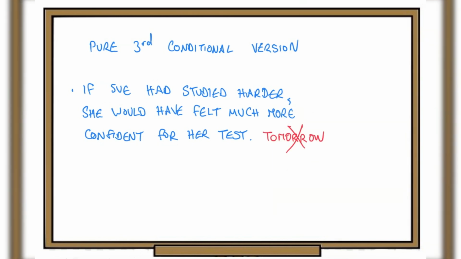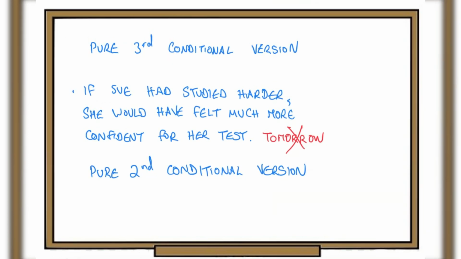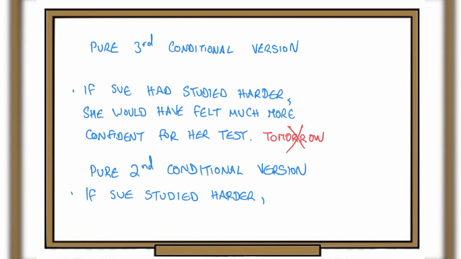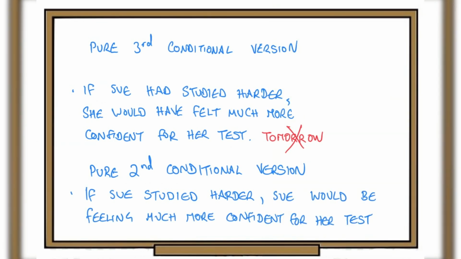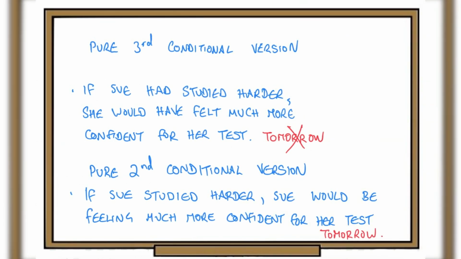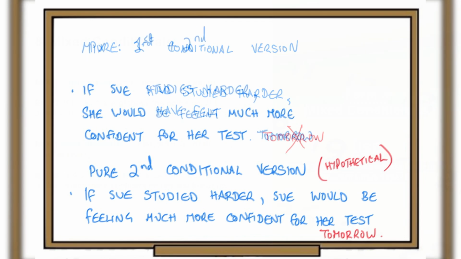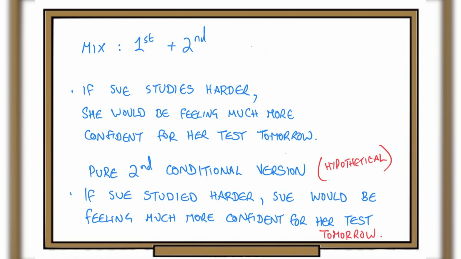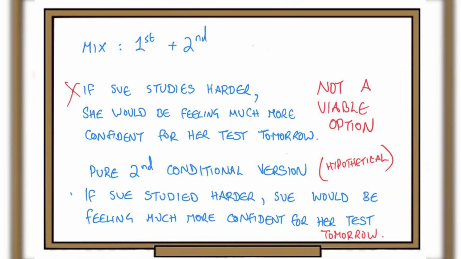Clearly, we can't use the word tomorrow, because the third conditional is a pure past form structure. Let's compare the example with its pure second conditional version. If Sue studied harder, she would be feeling much more confident for her test tomorrow. This is hypothetical. We could even try changing the if clause to a first conditional form. If Sue studies harder, she would be feeling much more confident for her test tomorrow. Alas, unfortunately, that version doesn't work, but let's look now at a mix in which this does work.